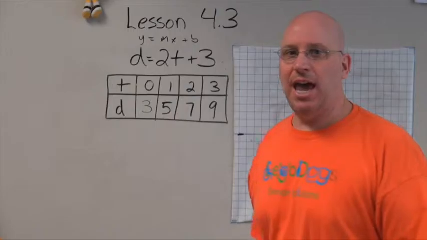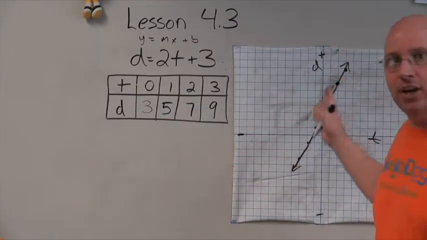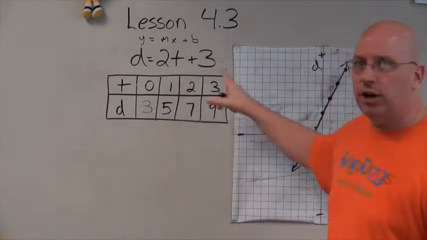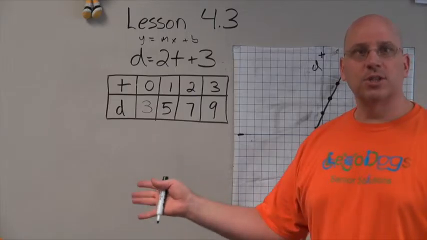So, it doesn't matter how you want to do it. If you want to set up a table, do a table. If you just prefer to make a graph saying that this is where it crosses, and this is the slope, the rise over run, whatever makes the most sense to you.